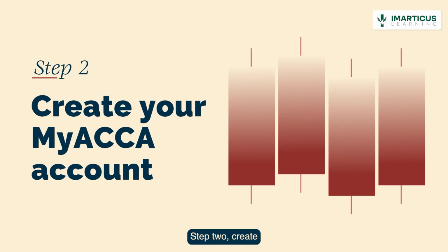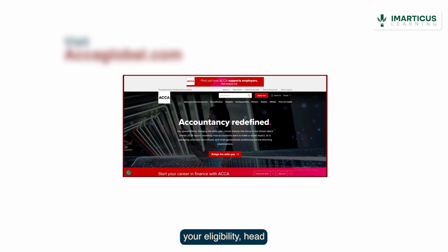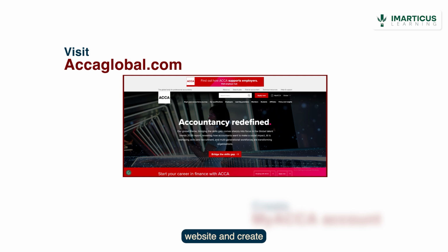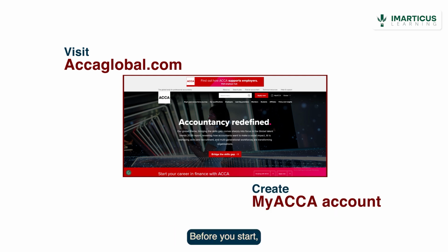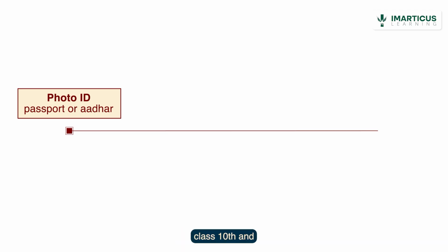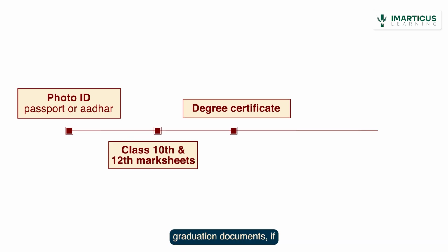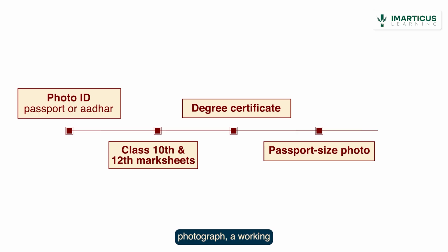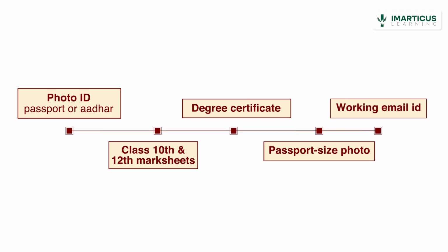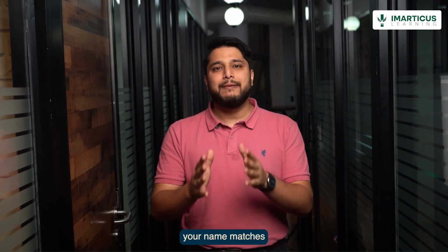Step 2. Create your myACCA account. Once you've confirmed your eligibility, head to the ACCA website and create your myACCA account. Before you start, keep these documents ready. Aadhaar or passport, class 10 and 12 mark sheets, graduation documents, passport size photograph, a working email ID. While filling the application, make sure your name matches your official ID exactly. This is the name that will appear on your student records, exam bookings, certificates, and eventually your ACCA qualification.